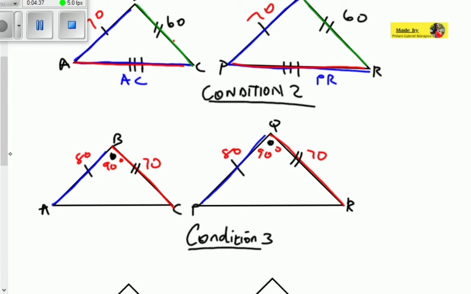That doesn't mean that this side is going to be equal to this side. No, that was the first condition of proving congruency. Now we go to the third one.